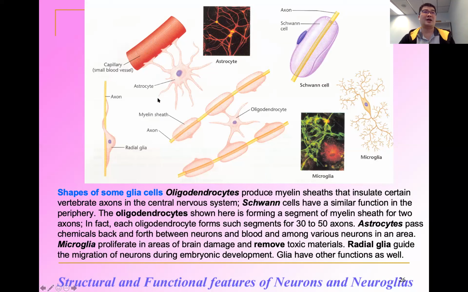Here are some examples of the shapes of the glial cells. The astrocyte helps to form the blood-brain barrier. If you still remember, it's not forming the blood-brain barrier itself, but signaling the epithelial cells of the capillary to form the tight junctions. Those are from the astrocyte. Radial glial cells help to develop the axon, and the oligodendrocyte wraps around the axon, forming the myelin sheath. In the peripheral system, that's the Schwann cell wrapping around.